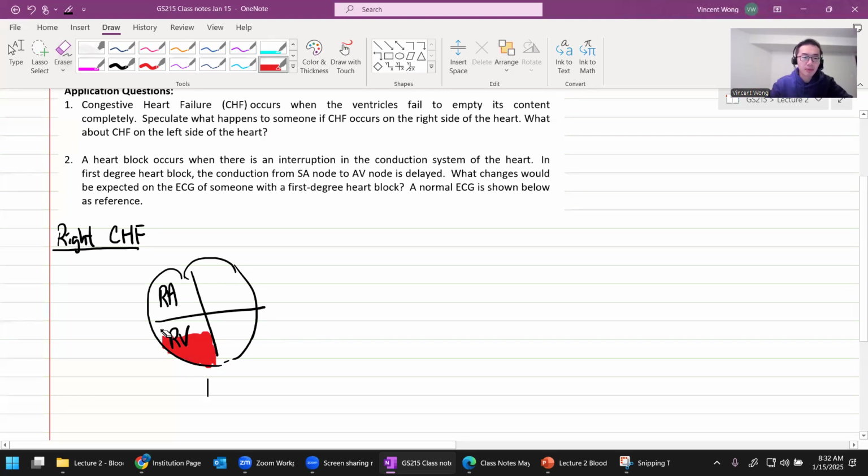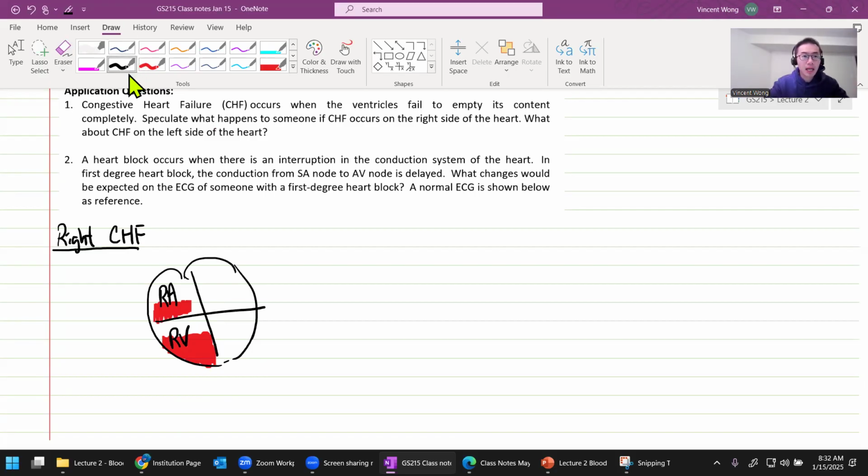So if you're not able to empty the right ventricle, then the blood starts to pool in the right atrium as well, because there's just not enough space to completely empty the right atrium, right? Think of a car accident, right? Once there's a car accident on the road, everything starts to build up and create a backlog, right? You're creating a traffic jam basically.